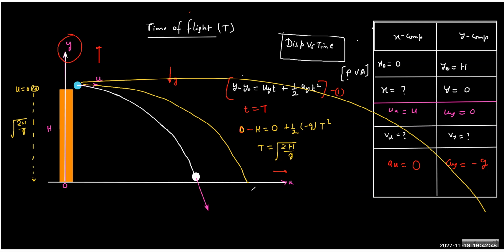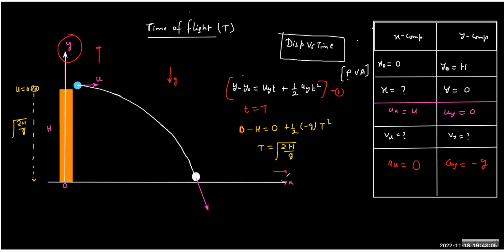Yes, sir. So bigger path doesn't mean more time. Time is well defined. And you can say the greater the initial velocity, the more you travel in the x direction. Okay. So the definition of time of flight I have given, but now I will give another definition.